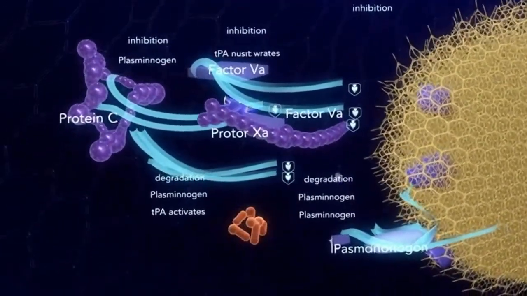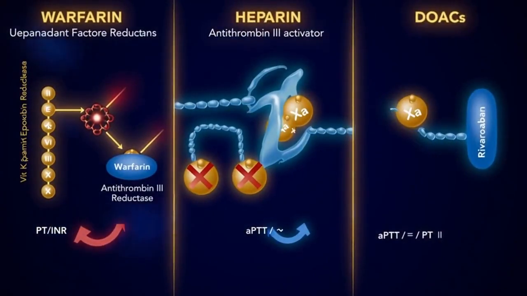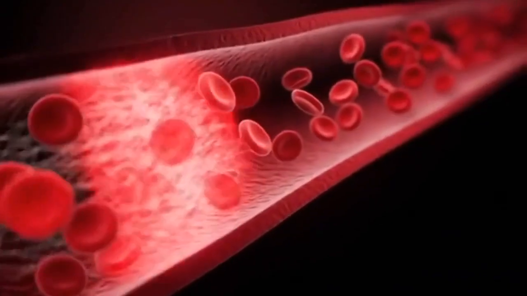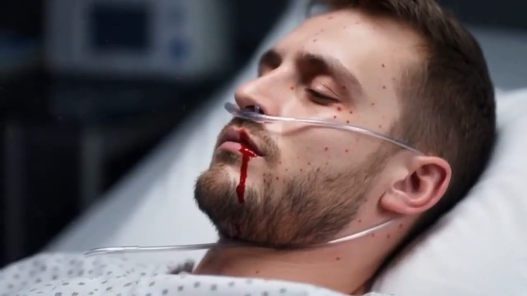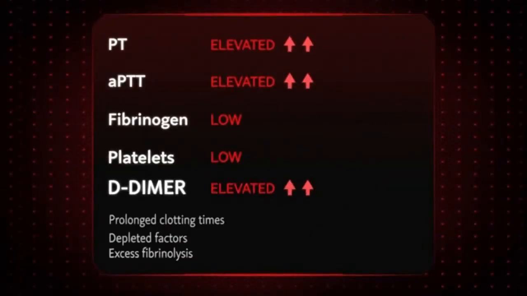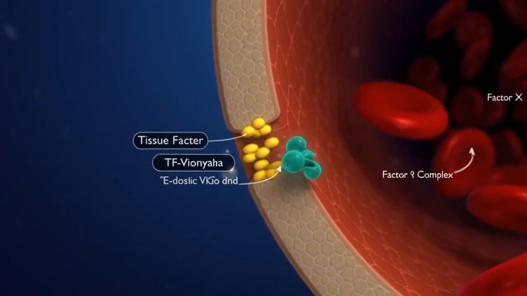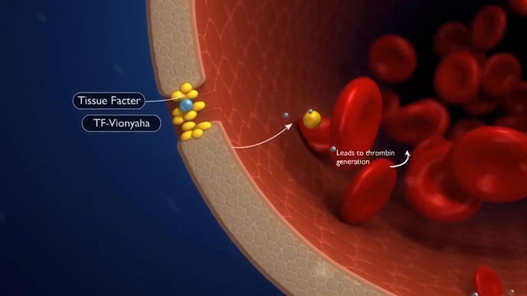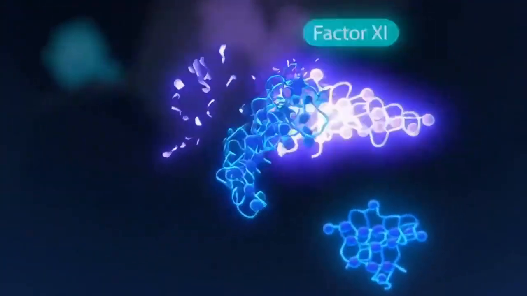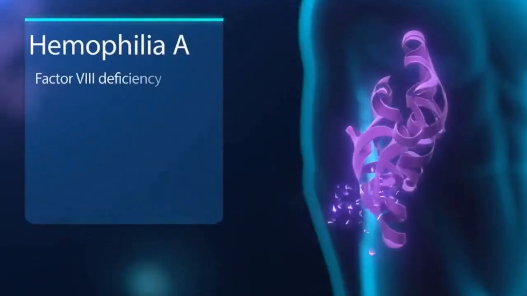The intrinsic pathway, also called the contact activation pathway, begins with factor XII being activated by contact with a negatively charged surface such as exposed collagen or artificial surfaces. Factor XIIa activates factor XI to XIa. Factor XIa activates factor IX to IXa. Factor IXa combines with its cofactor, factor VIIIa, calcium, and phospholipid membranes to form the tenase complex, which powerfully activates factor X.